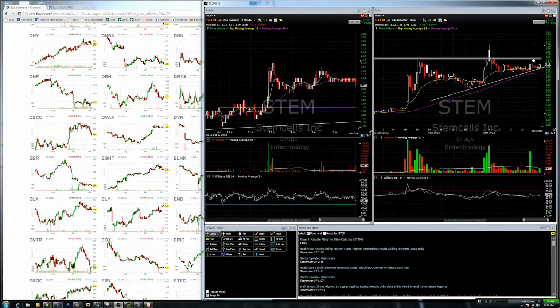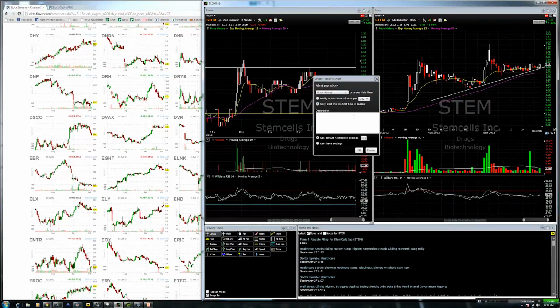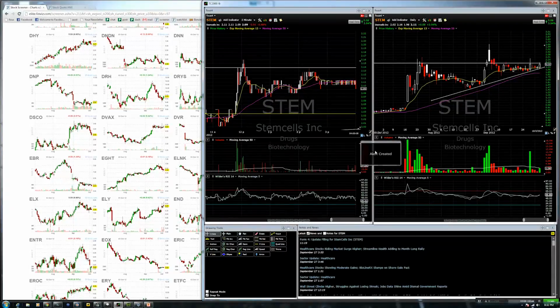You know, maybe I want to put a trend line alert if it starts breaking out above this intraday pattern right here, or this neckline right here. So I can just click here, set alert, only alert me once when it passes, and that alert is created. Now I don't necessarily have to sit here and watch the stock all day in real time, as this is the platinum package for $90 a month.